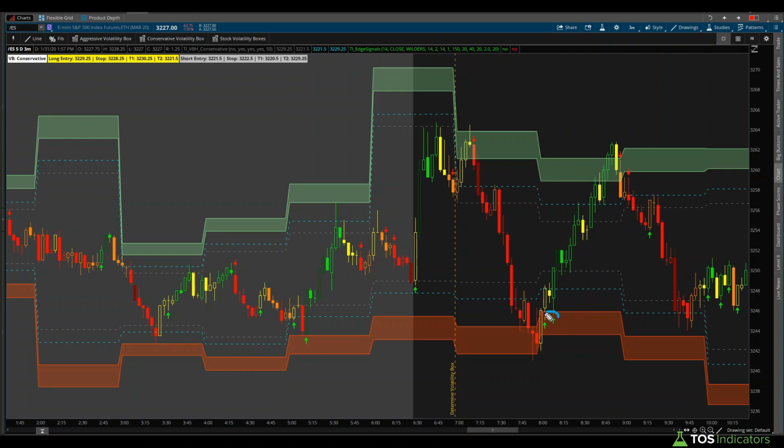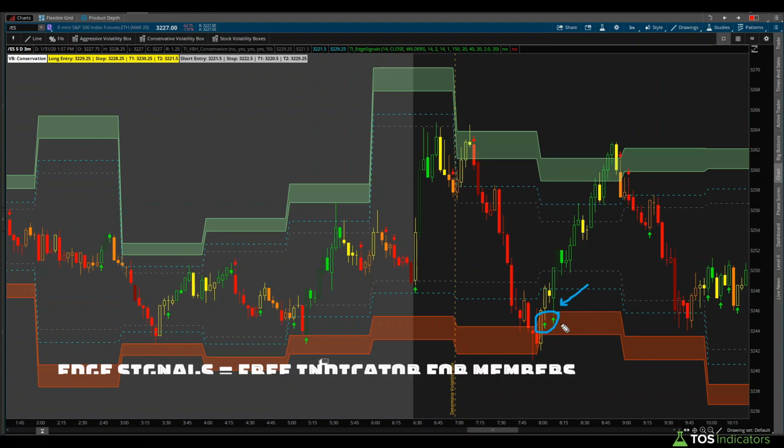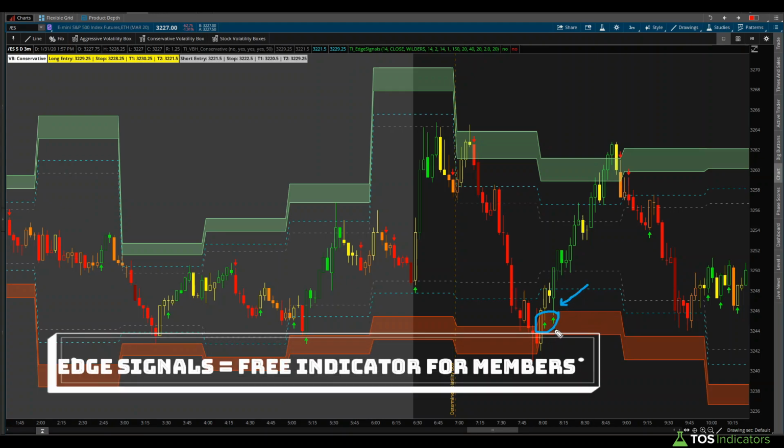Now here, we also had our edge signals populate. And the edge signals, for those who don't know, is a free indicator that we give to all of our volatility box members, and it's purposely lagging.